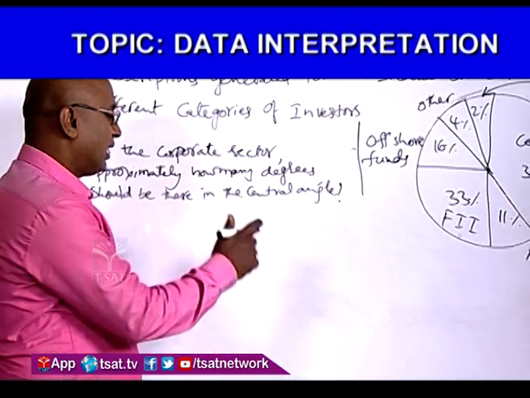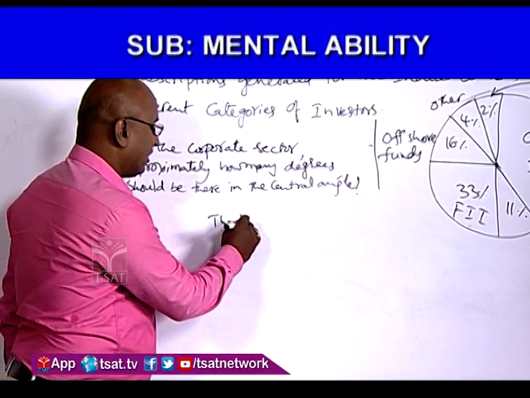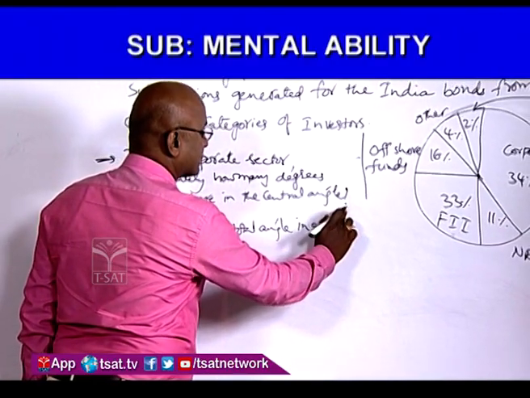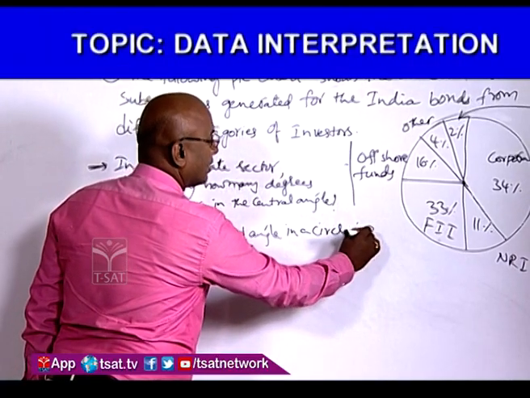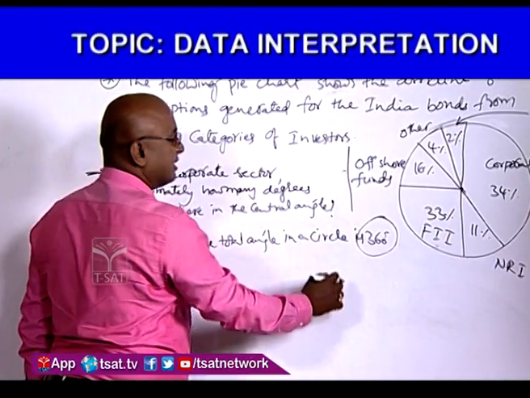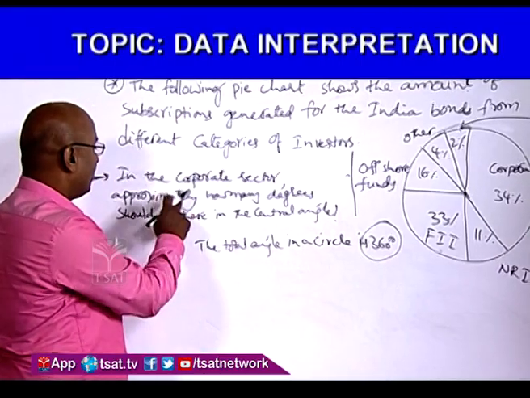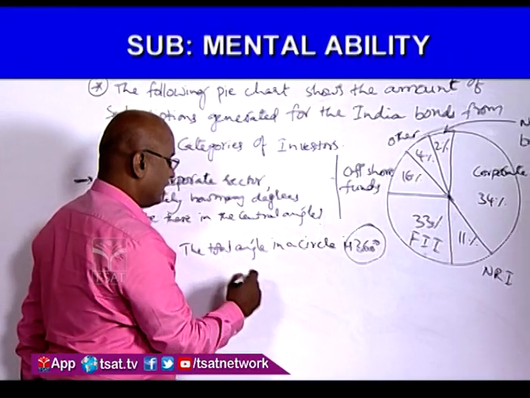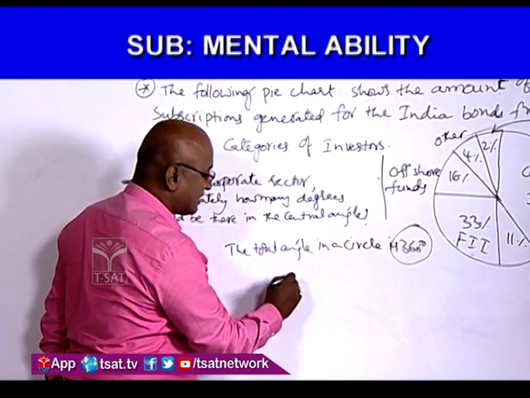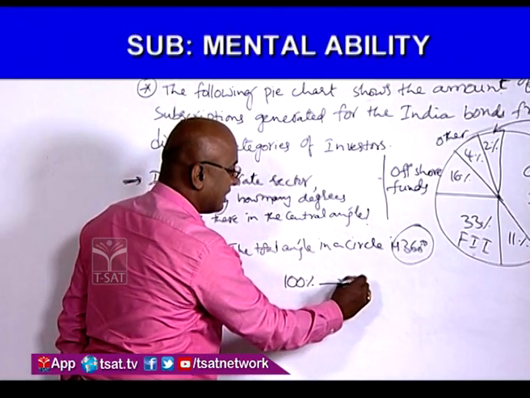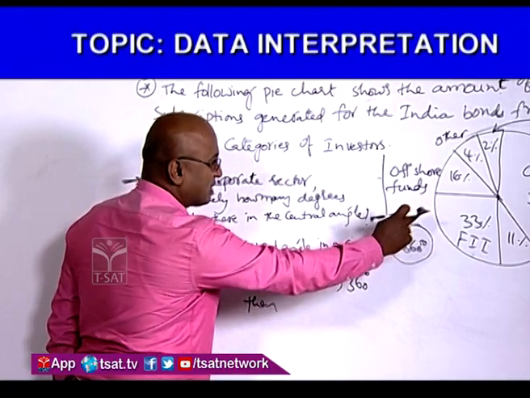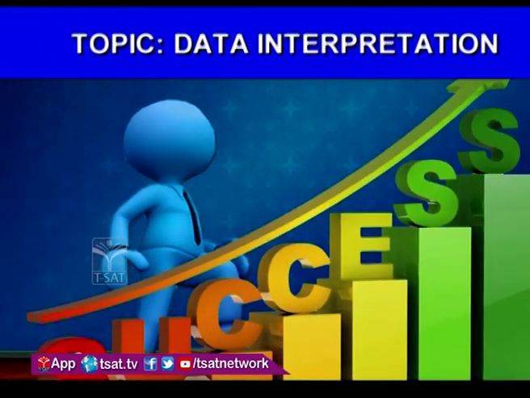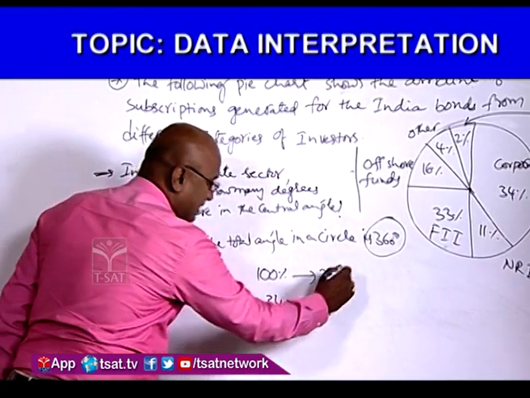Got it? Now, we know that the total angle in a circle is 360 degrees. Then what is the corporate sector's proportion? It is 34%. Suppose 100% is equal to 360 degrees, then corporate sector 34% is how much? Got it? Now 100% is 360 degrees, then 34% is how much?